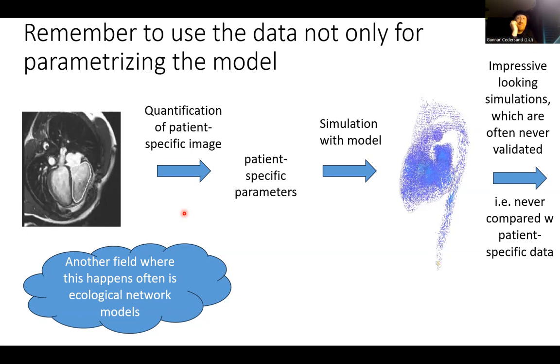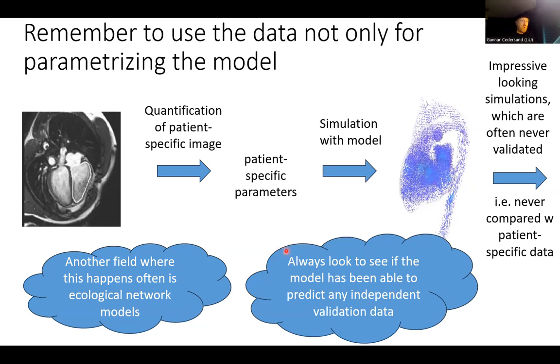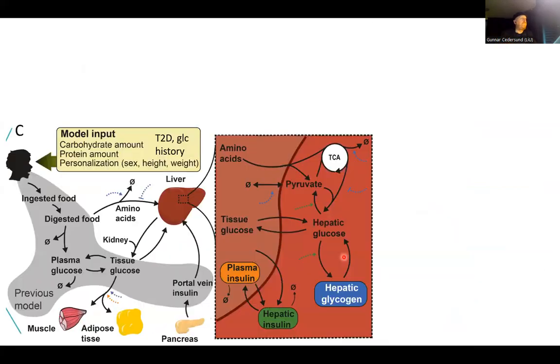If we should use models to make decisions, then we need to validate the models by looking at whether the model can predict data that we then collect after that. So you should always look to see if the model has been able to predict independent validation data that it hasn't been trained on. And the more different the validation data is compared to the training data, the more impressive it is. So in the example of just simulating a lunch response where you already trained the model on a breakfast response, that's not very impressive.